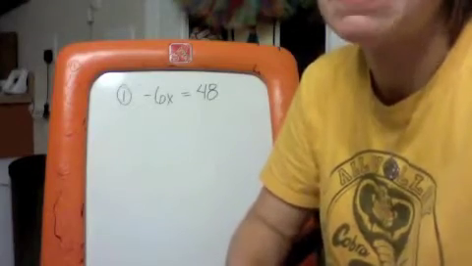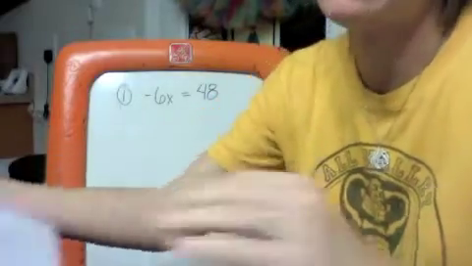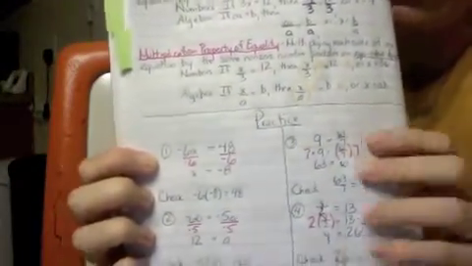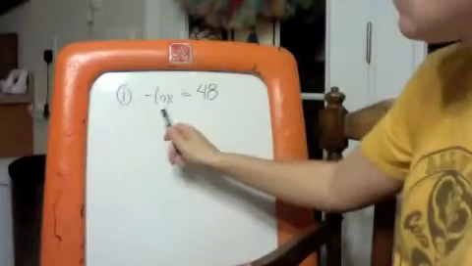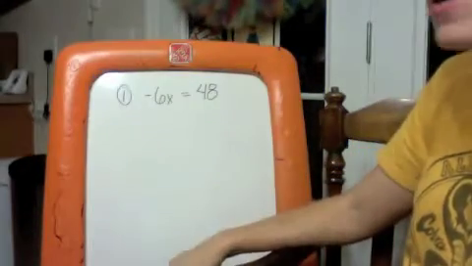I'm now on the bottom of page 31. What it's going to look like when you're finished is this, but I'm going to go ahead and explain it and work them out with you. Number one, I see that this is a multiplication problem. It's negative 6x equals 48.